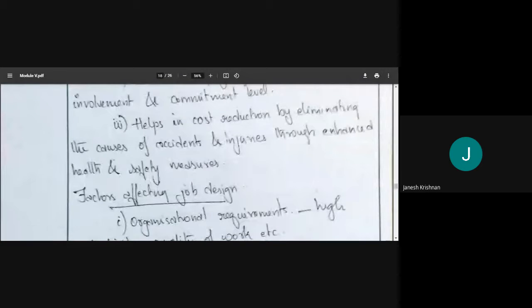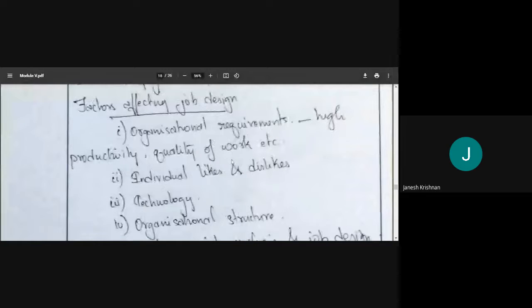What factors affect job design? The first one is: what are our requirements? Whether we want high productivity, quality of work, etc. will define it. Because if we are going for higher productivity, then our organization structure will be different. We will be going for mass production. Or if we are going for high quality products, say one product in a year, there our organization structure and job design will be different.